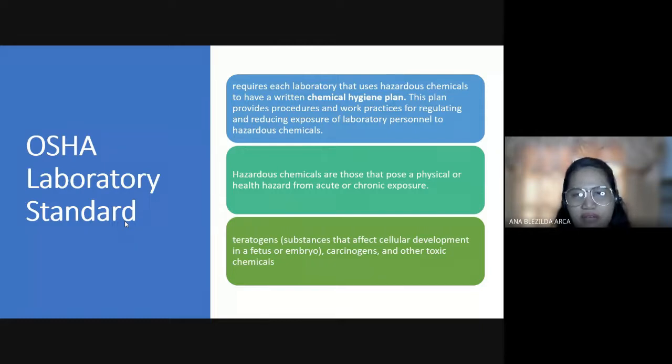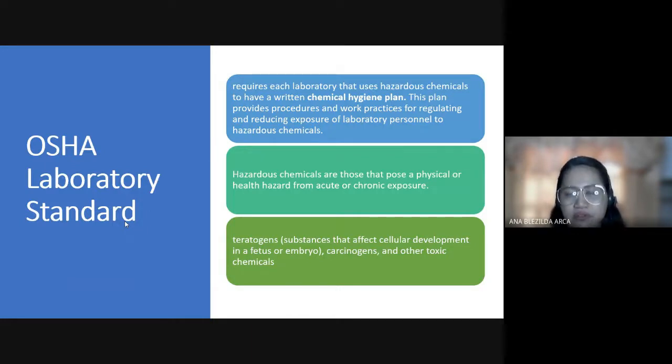Now, under the OSHA laboratory standard, each laboratory should have a chemical hygiene plan. When you say chemical hygiene plan, ito yung protocol nyo in the laboratory on how to make sure that all of the medtech working in the lab will not be exposed to the chemical in a harmful manner. Kasi lahat naman tayo class talaga, when you work in the laboratory, yes, you will be exposed to chemicals. Oo, exposed talaga tayo dyan. Pero, there are some ways to mitigate the hazards from that exposure, di ba?